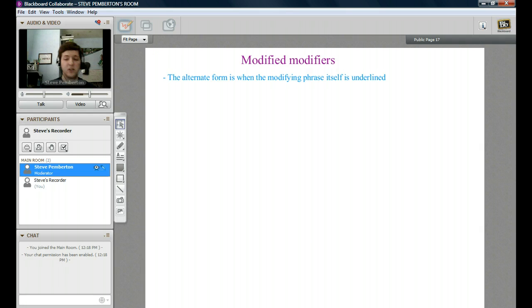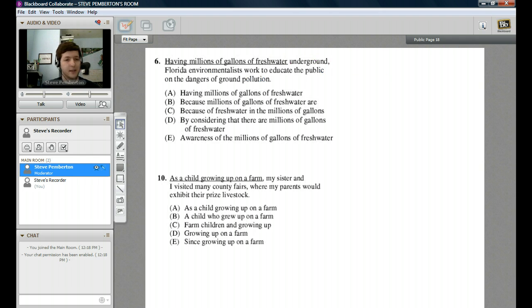Okay, so our traditional form of modifiers, as we saw, is that most sentences start off with a verb phrase, where someone or something is being described right away. Then comma, they're supposed to describe the accurate thing. There's a modified version of these modifiers where it doesn't have to always come in that exact form. There are alternate forms when the modifying phrase itself is the thing that's underlined. So let's look at these.